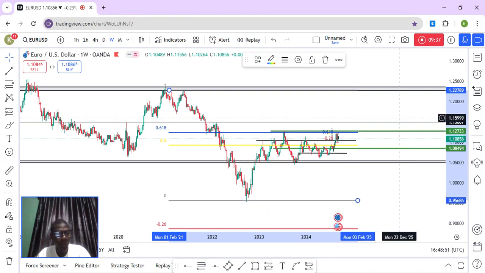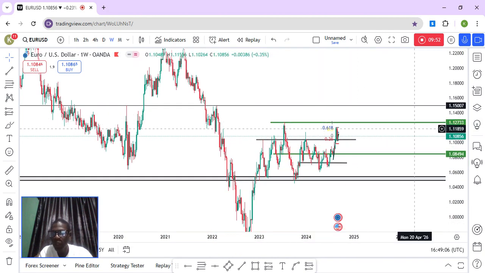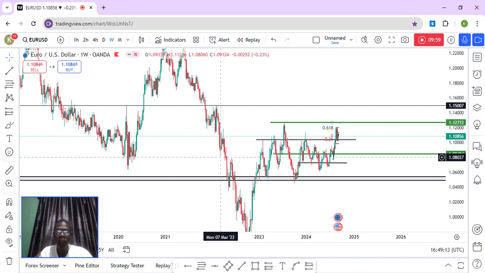On the weekly time frame for Euro USD, it is still bearish. It shows that it is bearish. We are not on our way to the upside. The only thing that can make us bullish on Euro USD is if we take out this 1.12733 level, but without that we are still bearish, guys.